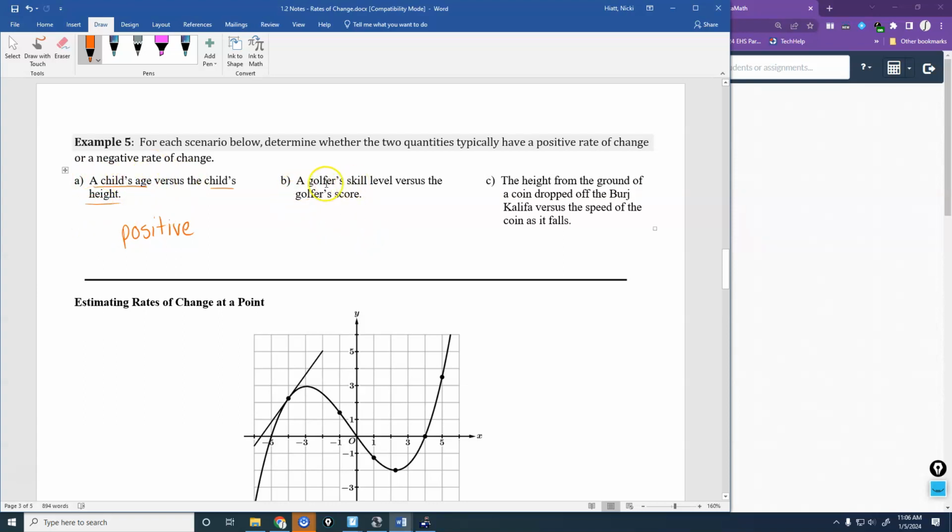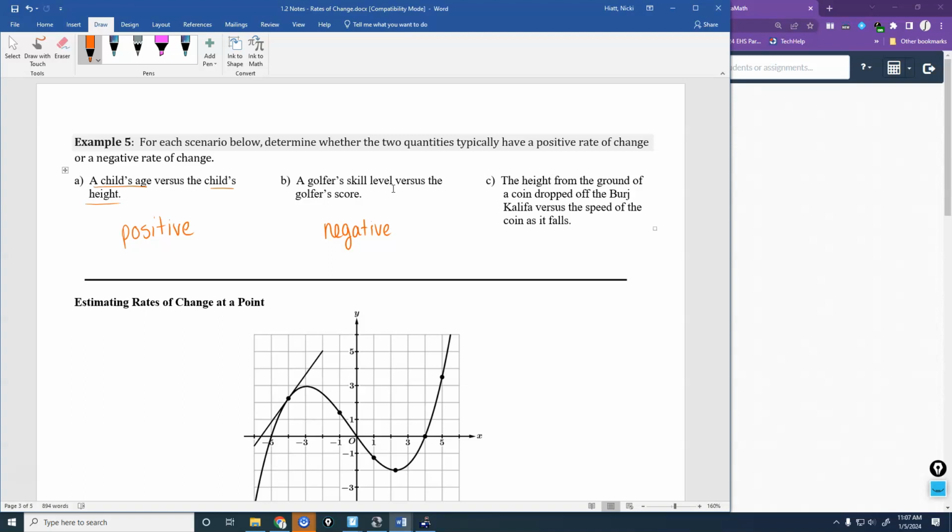All right, a golfer's skill level versus the golfer's score. As you get better at golf, your score goes down, right? If it was a different sport, it would be up. Like as your skill in soccer increases, hopefully the score for your team also increases. But for golf, as you get better, your score goes down. So this would be negative. It makes you think positive because it's a positive thing happening, like you would win more, but the number would go down.